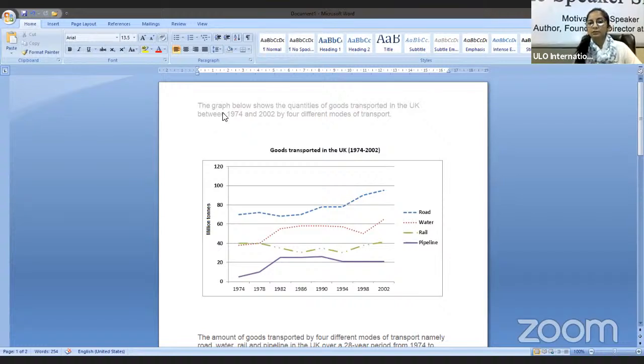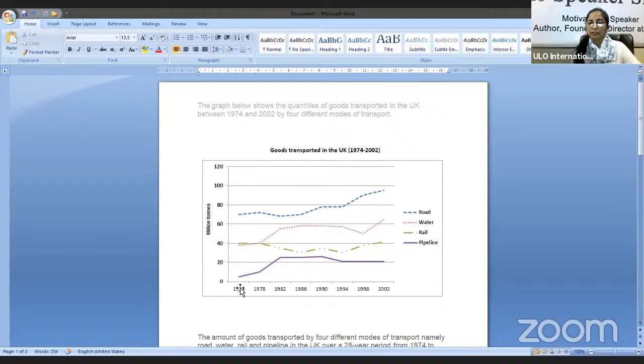The graph below shows the quantities of goods transported in the UK between 1974 and 2002 by four different modes of transportation. As you can see in this line graph, there are four colors and four types of lines that depict four means of transportation. Here, the blue dotted line represents road transportation, the pink one water, the green one rail, and the purple one the pipelines. The quantity is given in million tons, from 0 million tons to 20, 40, and up to 120 million tons.